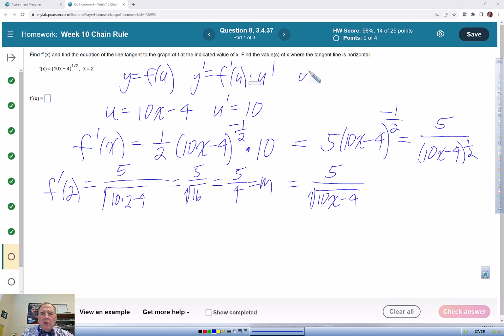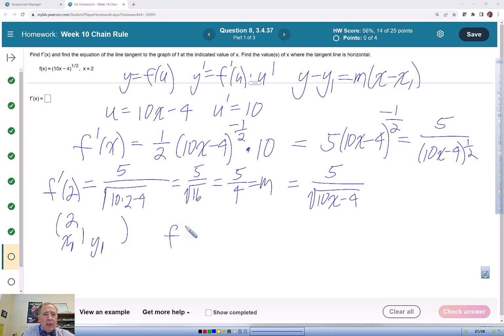And I'm going to use the point slope form to get my tangent line. I'm going to write that down. y minus y1 equals m times (x minus x1). I do have an x1. x1 is 2 because that's what the book gave me, and I need a y1. I'm going to find that by evaluating the original function at x equals 2. So that's going to be (20 minus 4) to the 1/2 power, which is also going to be 16 to the 1/2, which is 4. So my point is (2, 4).